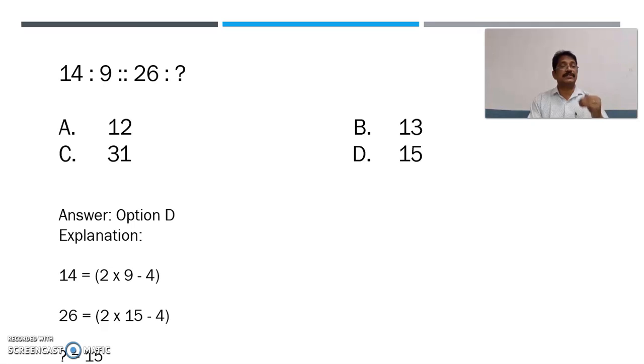Okay. Now coming to the next one. 14, 9, 26. What's the answer? So you have to identify a relation. What is the relation between 14 and 9? Two 9s are 18, minus 4 is 14. In the similar manner, how do you get 26 here? Same manner: 2x minus 4 equals 26. 2x is equal to 26 plus 4, 30. 2x is equal to 30. So x is equal to 15. So 15 is the correct answer.